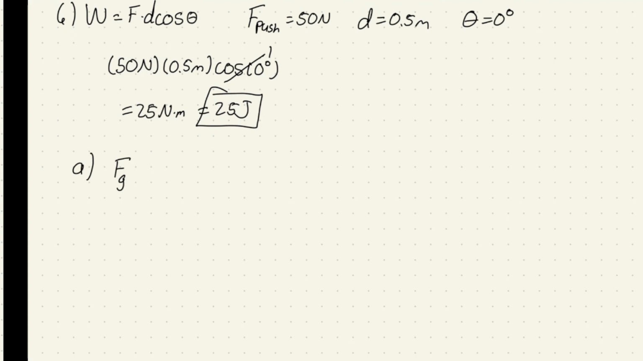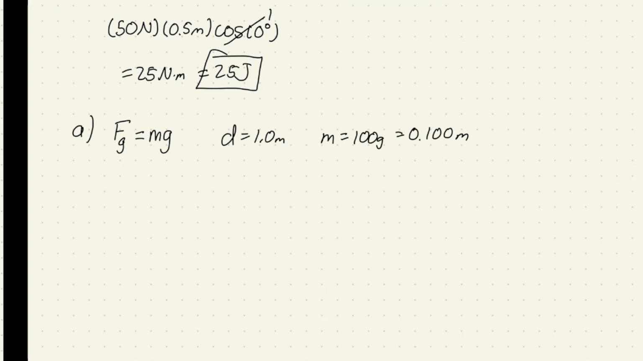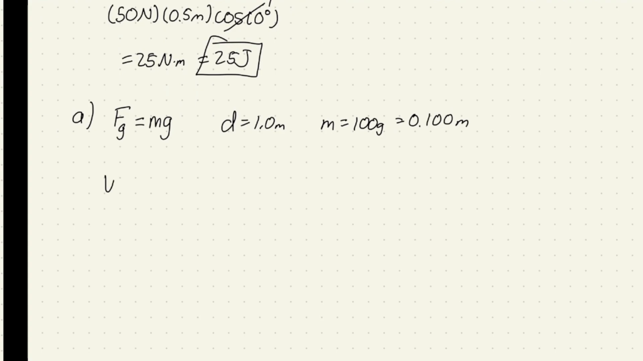But the force of gravity is going to start pulling it down and causing it to accelerate downwards. So the force of gravity, we'll say, is going to be acting, and it's m times g. My displacement, we'll say, is 1 meter. And also the mass of this ball is 100 grams, or 0.100 kilograms. So if I want to calculate the work done by gravity, I would do work is equal to force times distance times cosine of theta.